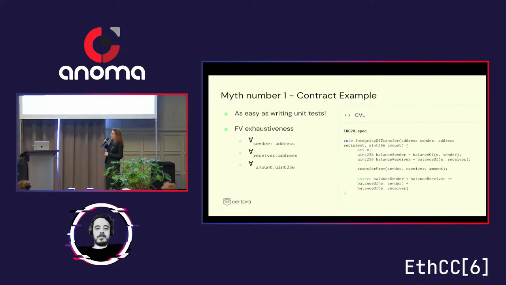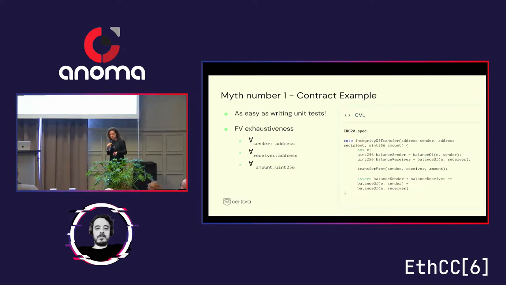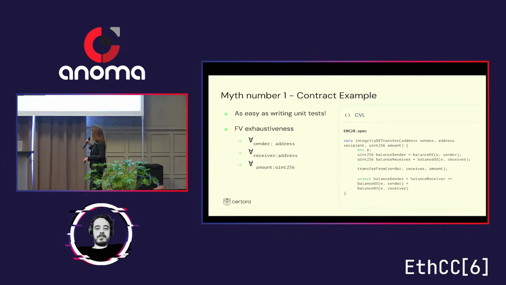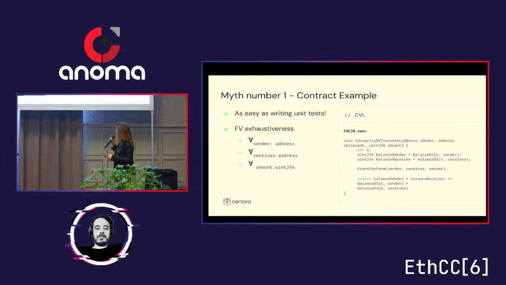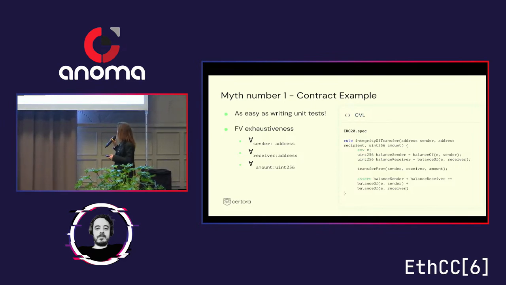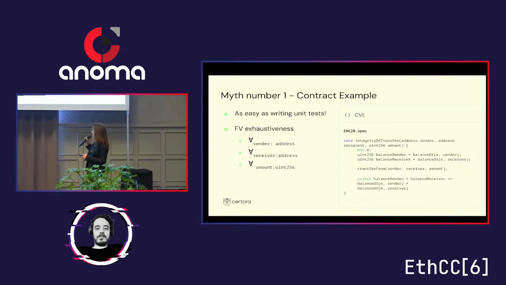It's very similar to the Solidity code. It's quite straightforward, but this is not unit testing. This is formal verification, which means that I'm checking any options, any arguments that can be sent to the transferFrom function will be checked, and also any amount will be checked. This is because formal verification is exhaustive. It takes into account all the possible valid inputs and just proves mathematically that the rule holds.